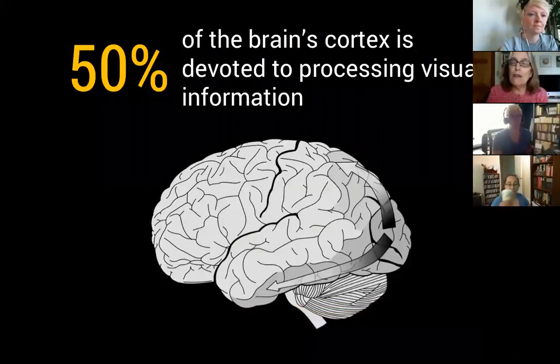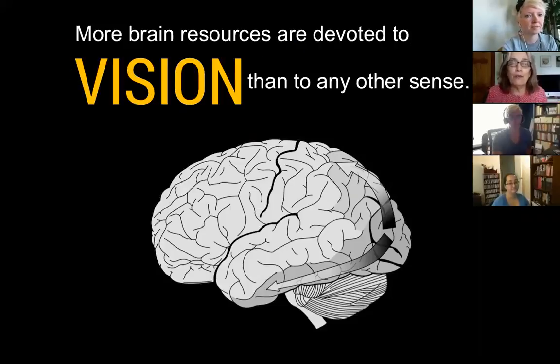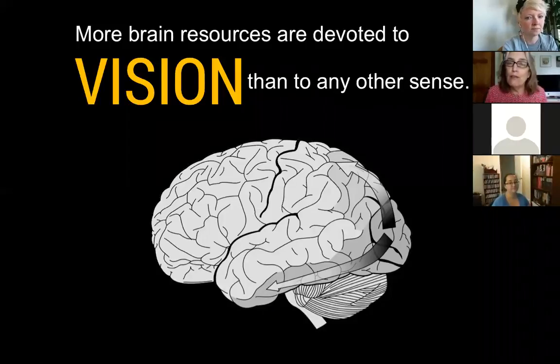You can tell people that 50% of the brain's cortex is devoted to processing visual information. And the cortex is the outer layer of the brain. And that's a lot. 50% is devoted to processing visual information. So people are extremely visual. There are more brain resources devoted to vision than to any other sense.